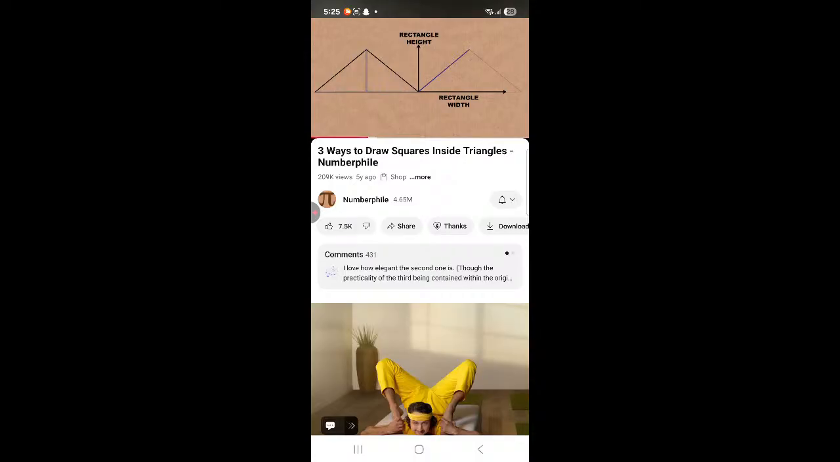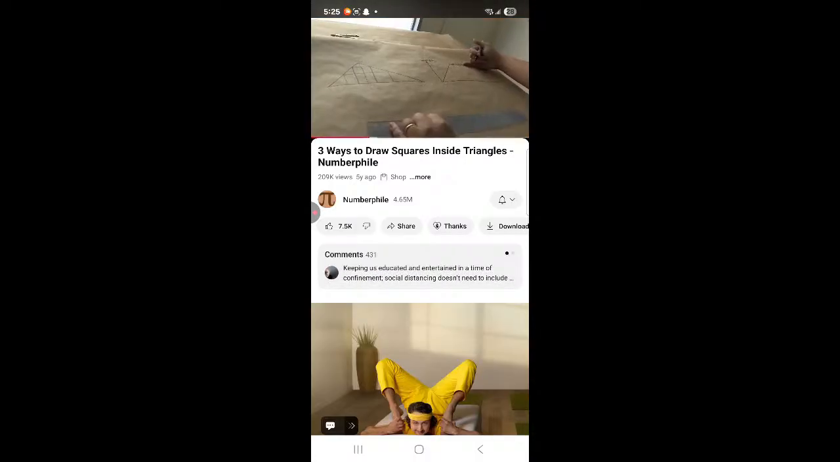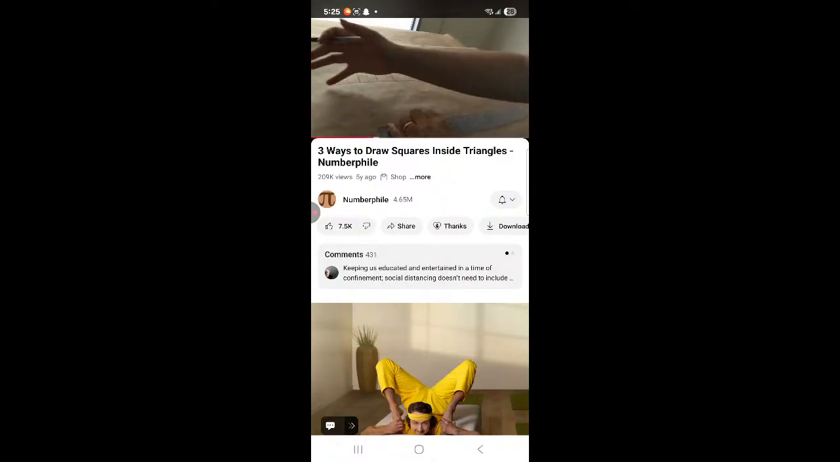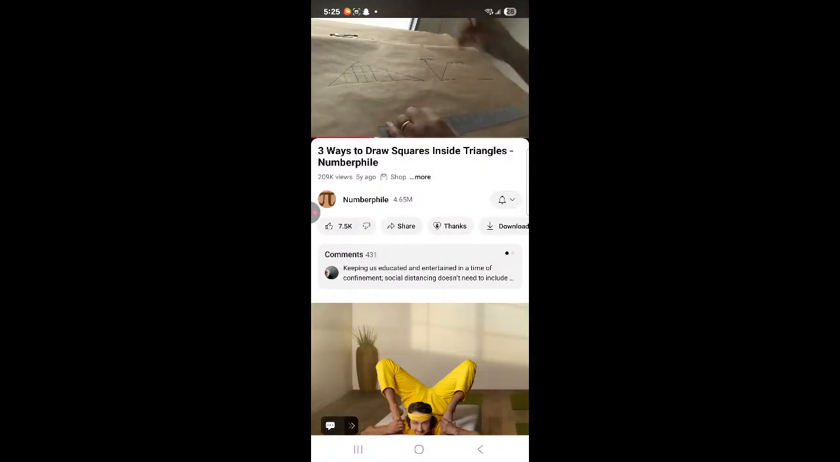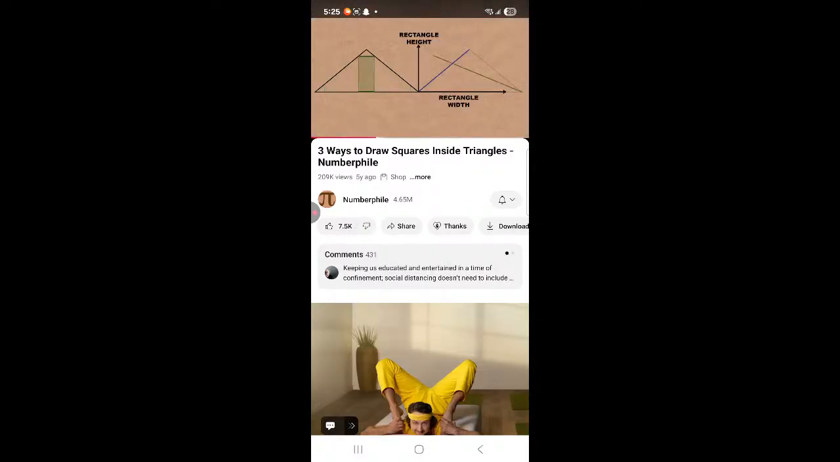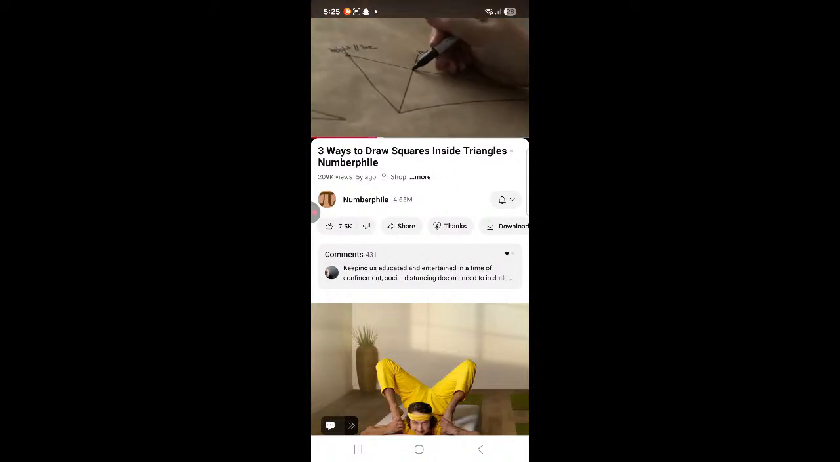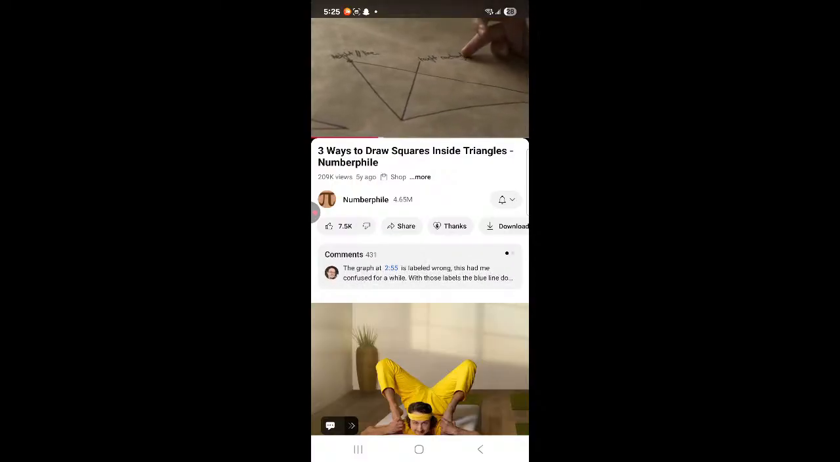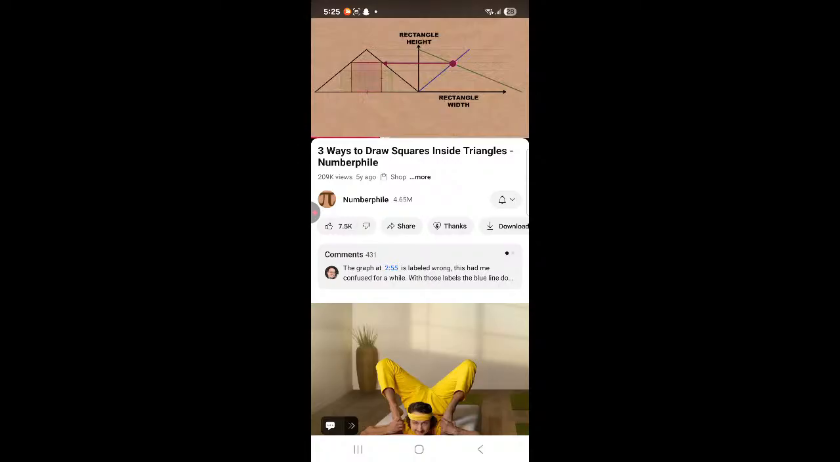So now that we have the height of the rectangle, we're going to draw the width of the rectangle. When the height is at the full height, the width of the rectangle is 0. So we have a point down here. And when the height is at 0, we have the full length of the base, which means we're going to have a straight line here. And what happens at this point of intersection? Well, at this point of intersection, we know that the height of the rectangle is equal to the width of the rectangle, and so that gives us a square.